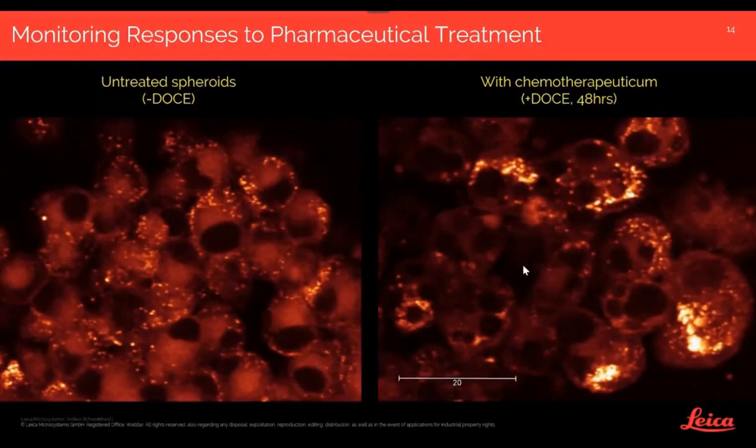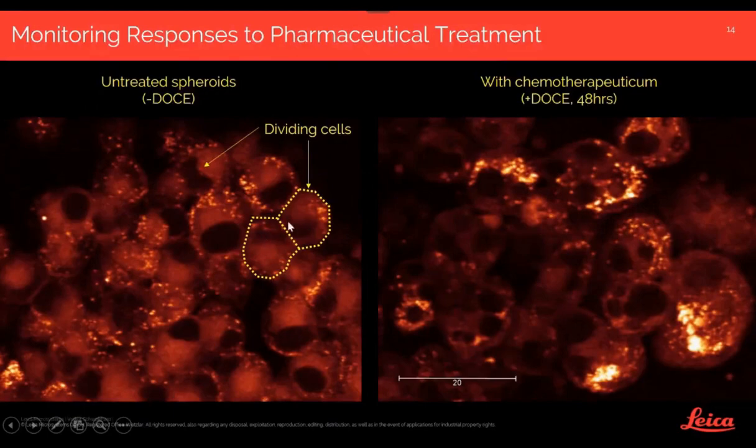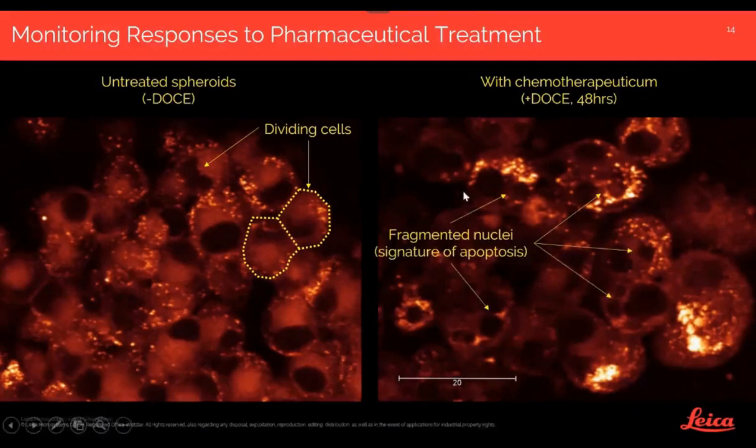Now, what we want to do further is go and understand differences in the response of those cells to pharmaceutical treatment. So I'm showing here on the left an image of untreated spheroids, whereas on the right I'm showing another spheroid treated with a chemotherapeuticum for 48 hours. And you can already see morphological differences here. You can see dividing cells on the left hand. So this is what cancer cells do. They divide as fast as they can.